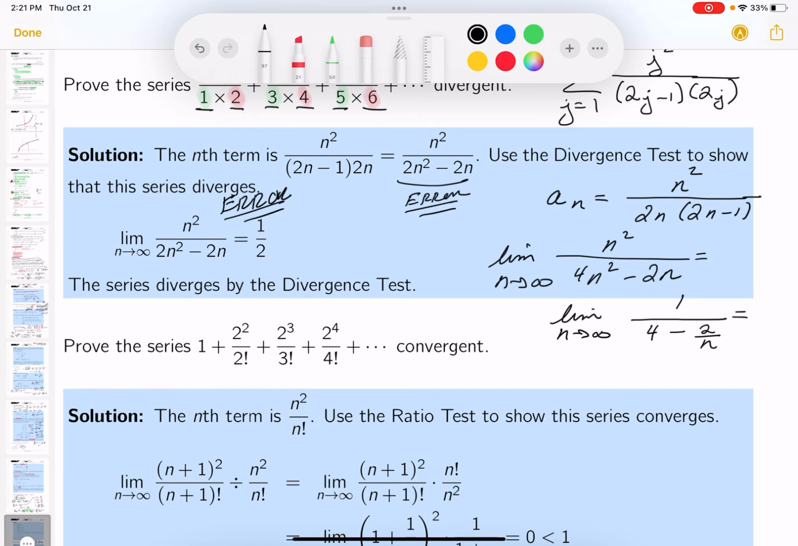This is easier for me to analyze. I'll tell you why. The top is 1. The bottom is 4 minus 2 divided by a very large number, and that's going to shrink to 0. And what's the answer going to be? 1/4. Right now, I know the series diverges.